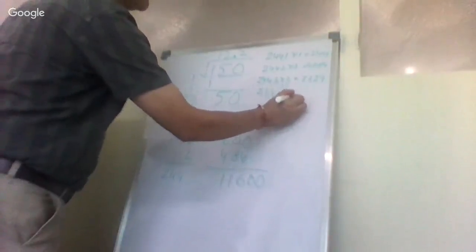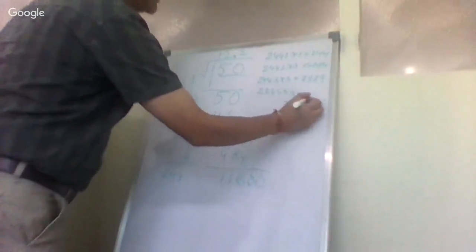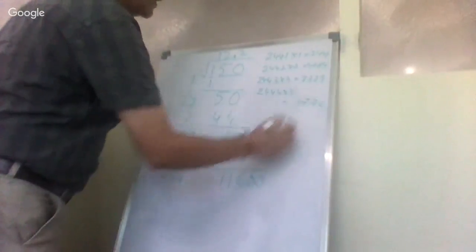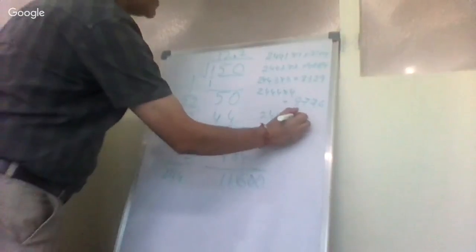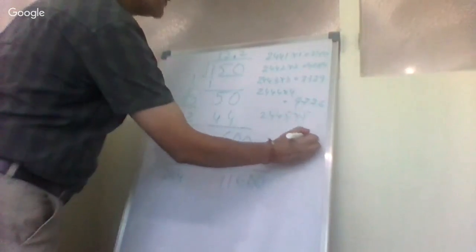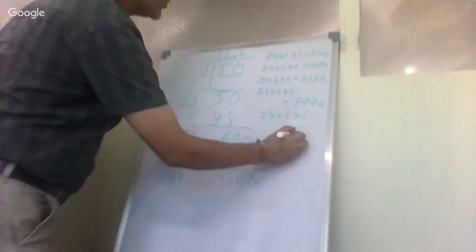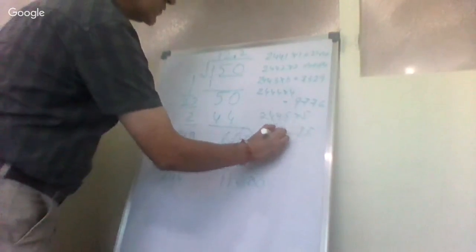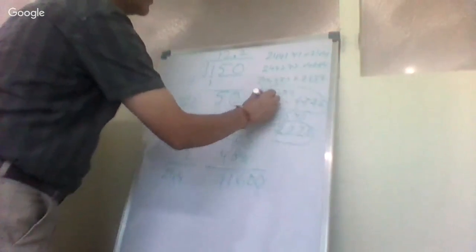2444 multiplied by 4: 4 times 4 is 16, then 17, and again 17, 9. Less than this. 2445 multiplied by 5: 5 times 5 is 25, 5 times 4 is 22, 5 times 4 is 22, 5 times 2 is 12. So this one is greater than this, so we'll stop over here.